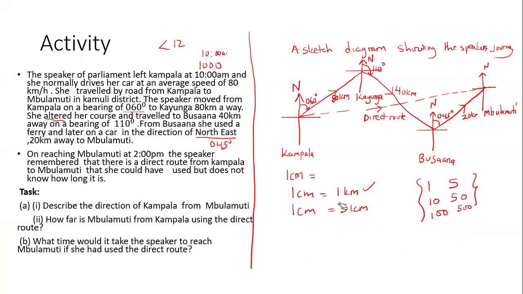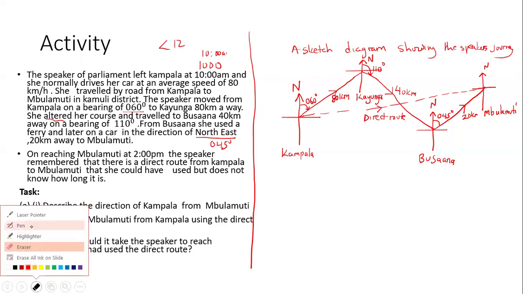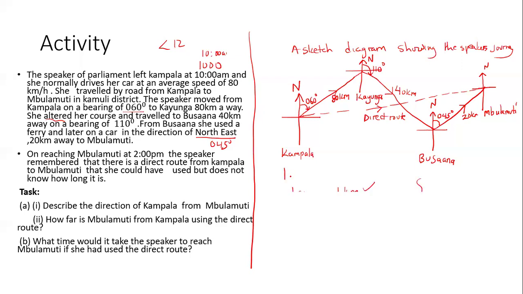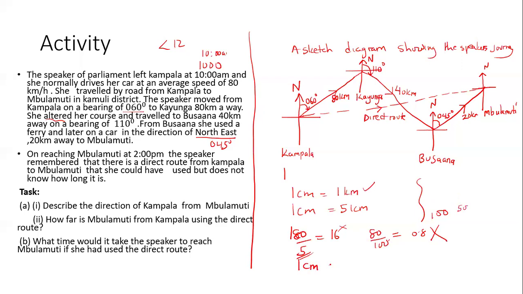So what am I going to do? Since now this one is okay, I'm going to come and I say that my 1 centimeter is going to represent 10 kilometers. That is your scale. Then afterwards, we are going to convert the 80 kilometers, the 40 kilometers, and the 20 kilometers to centimeters. So now, still you do it on your paper.